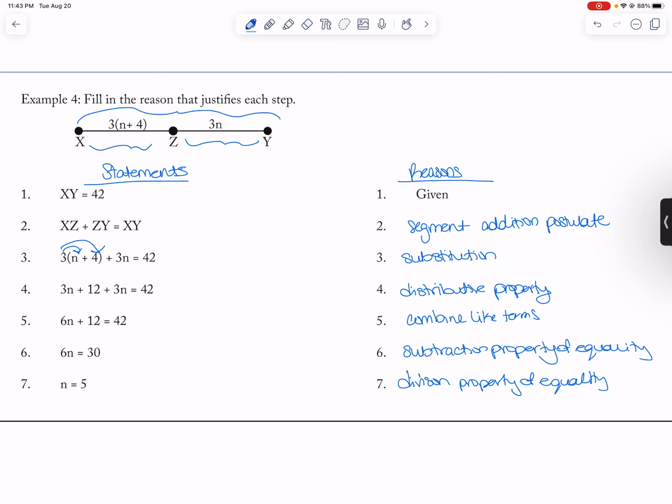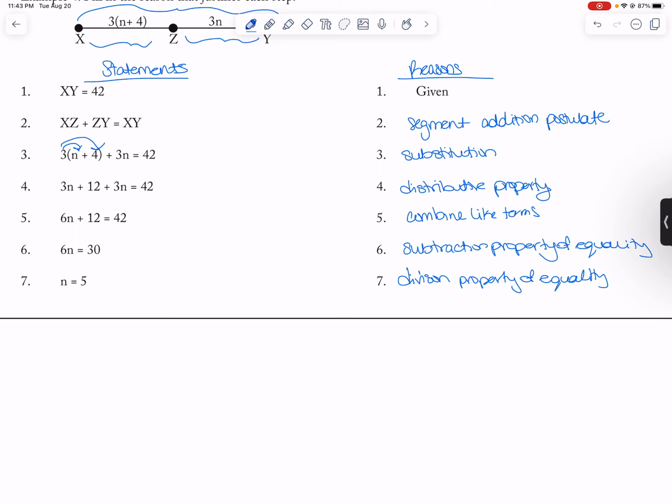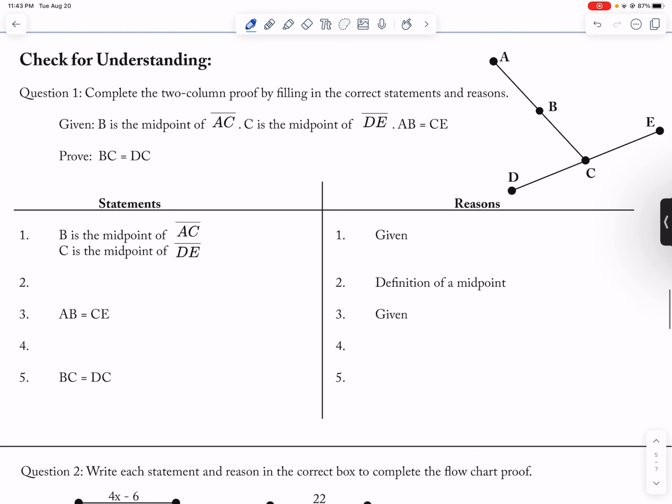Now, there is a check for understanding here. So you can go ahead and pause the video for a second and see if you can try to do the check for understanding here. And then unpause the video at some point and see if you got the right answer. So go ahead, pause the video for a second. When you unpause, you'll see me go over the answers.